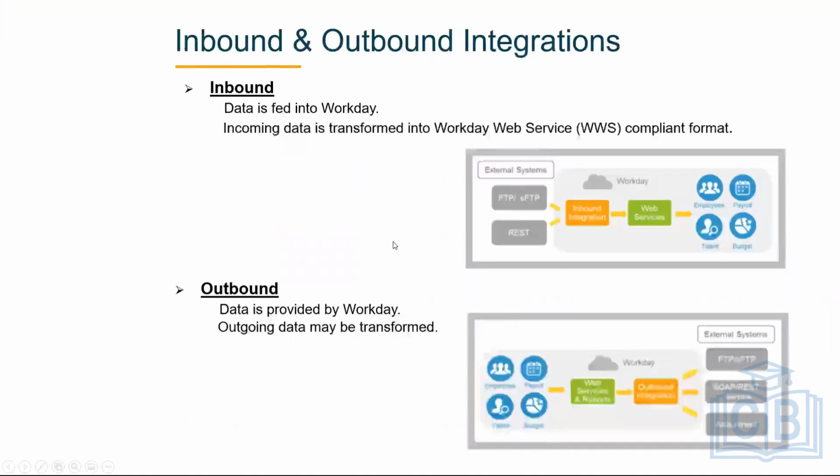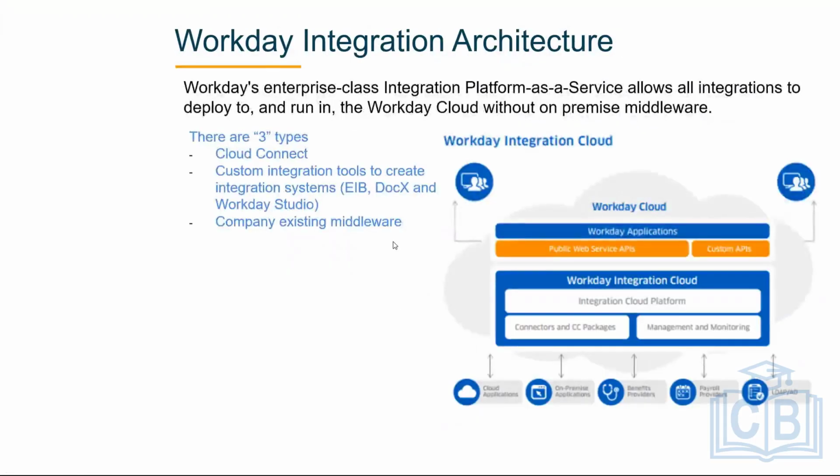So for the Workday integration architecture, Workday works as a platform as a service and allows integration to deploy to and run in the Workday cloud without on-premises middleware. So you don't require an additional set of hardware or software or middleware to connect into Workday. There are three types of integrations. One is Cloud Connect. The second is custom integration tools to create integration systems such as EIB, DocX, Workday Studio. And if your company has an existing middleware, you can use that as well to send data into Workday or to retrieve data from Workday.